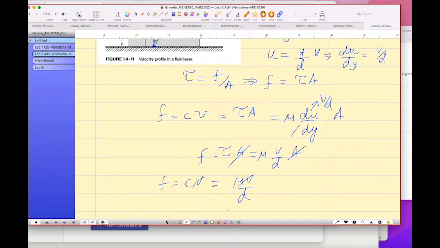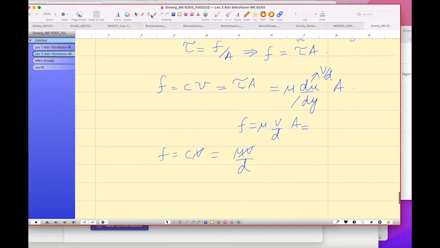I'm sorry, there is a little error here, so let me write this down again. Force equals mu times v A over d, and then v is cancelled, so you are left with C equals mu A over d.